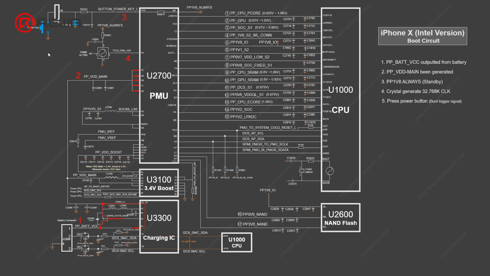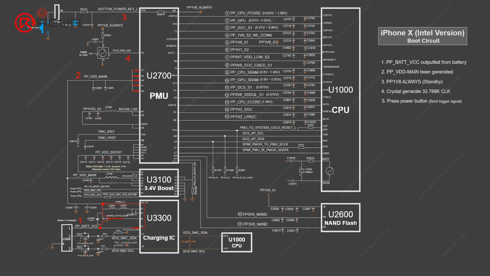Okay. Before we press the power button, the voltage on this rail is PP1V8, 1.8 volts. And when we press down the power button, the power key, these two points will get conducted, so it is grounded. The voltage will drop to 0 volts. After that, we release the finger. The voltage comes back to 1.8 volts.